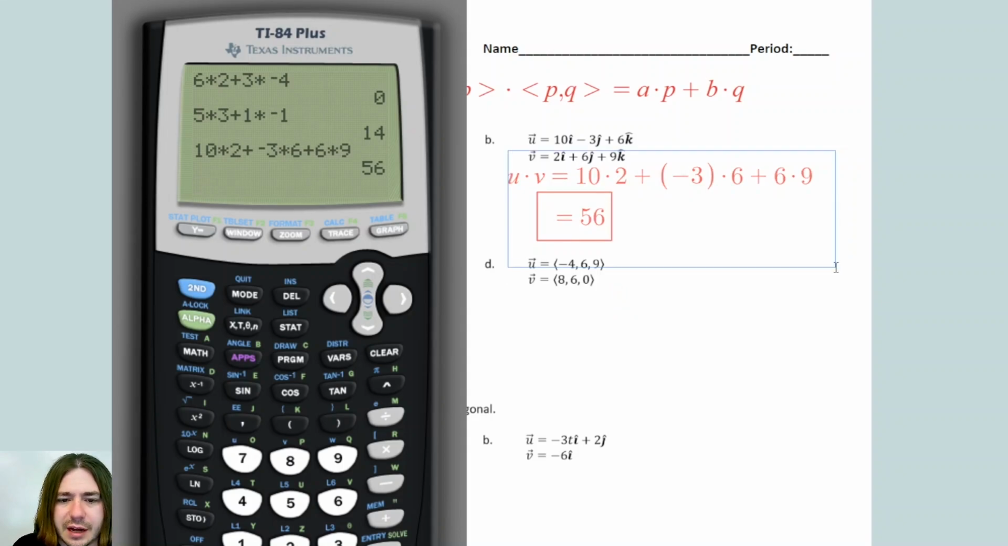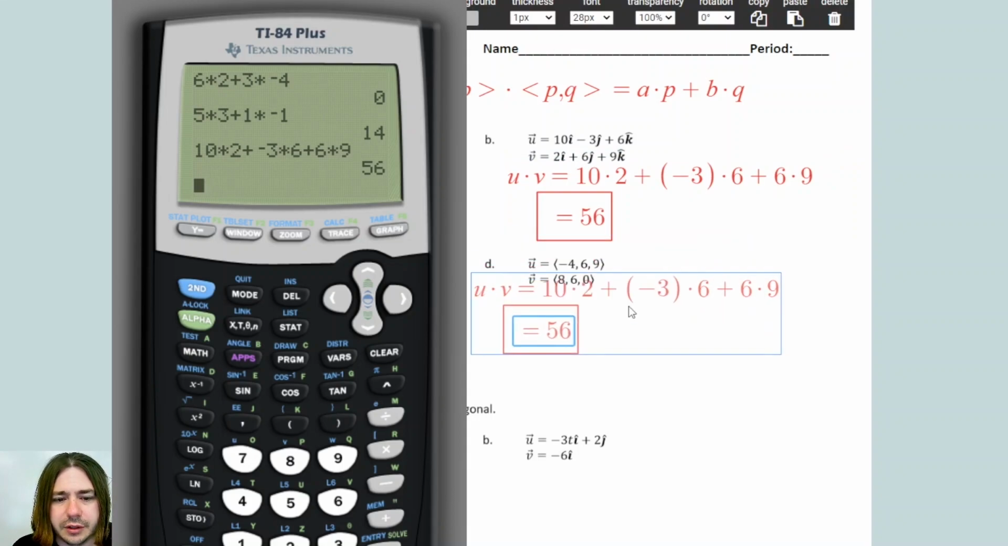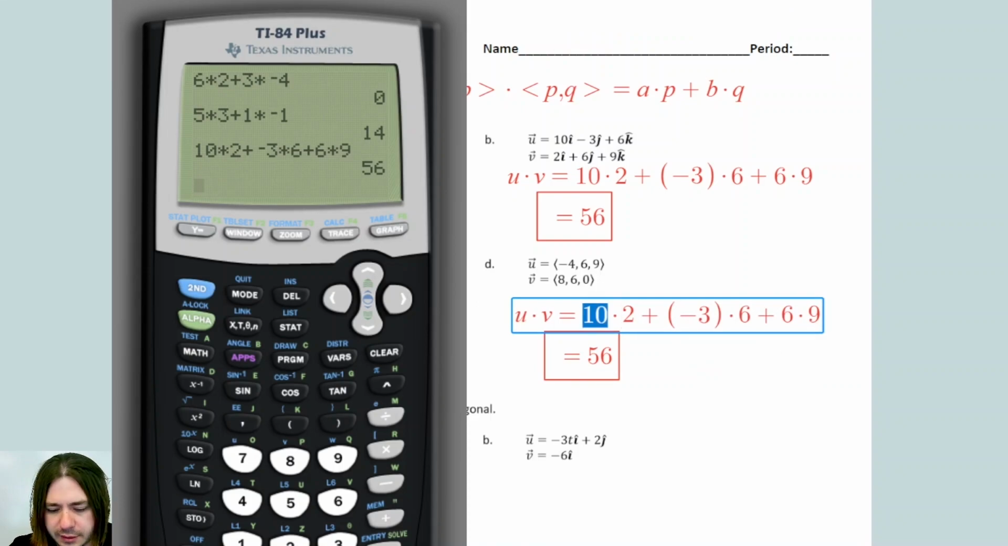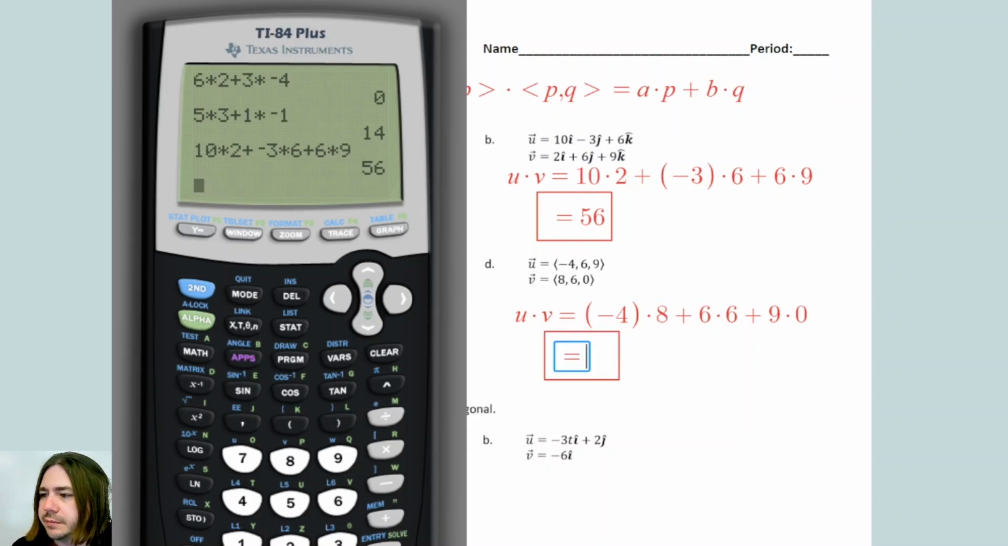Okay, so calculating this dot product, there's not going to be really much of a difference between how we solve all these. But so for the first one, we've got negative 4 times 8. Looks like we've got 6 times 6, and then we've got 9 times 0. So again, one that we could probably do mentally, but just to be on the safe side, I'm going to type it in.